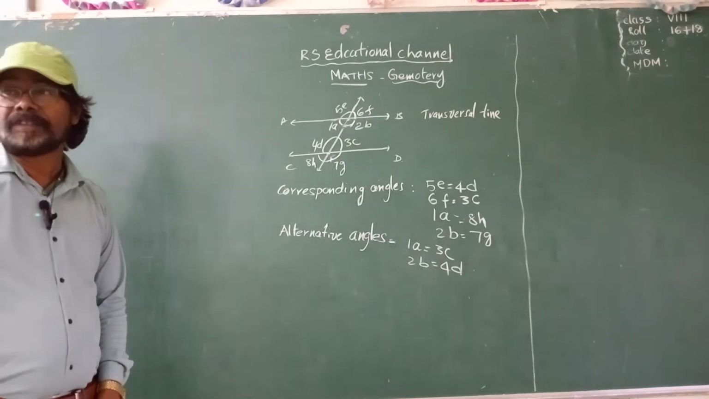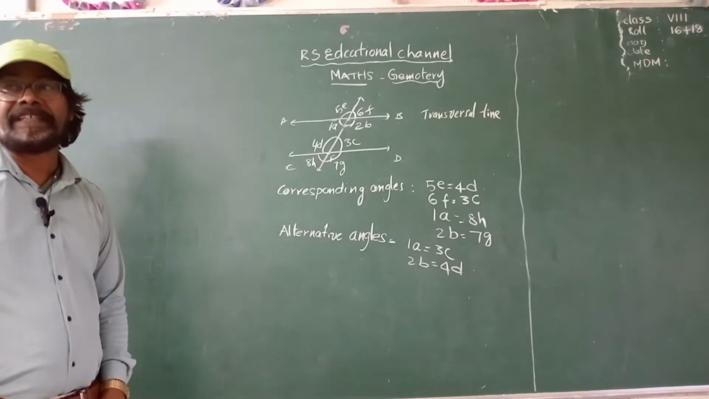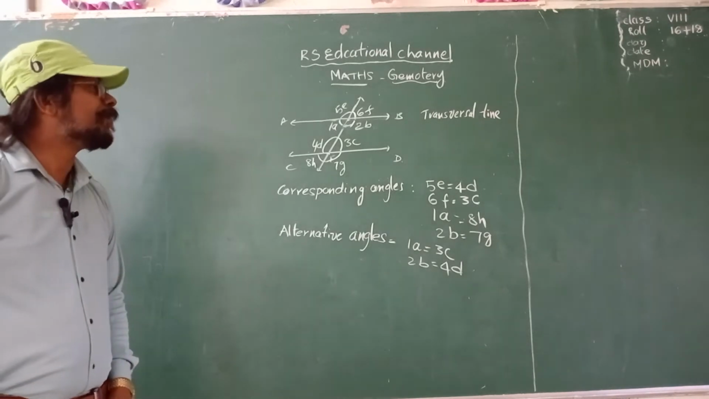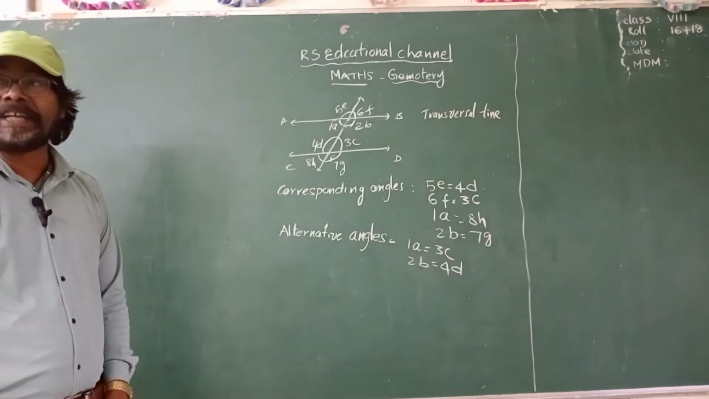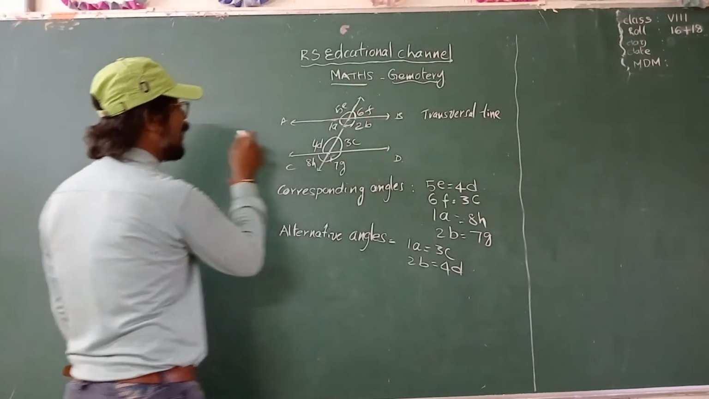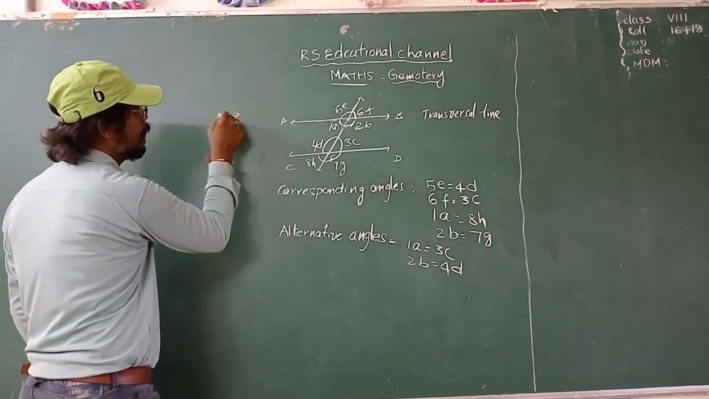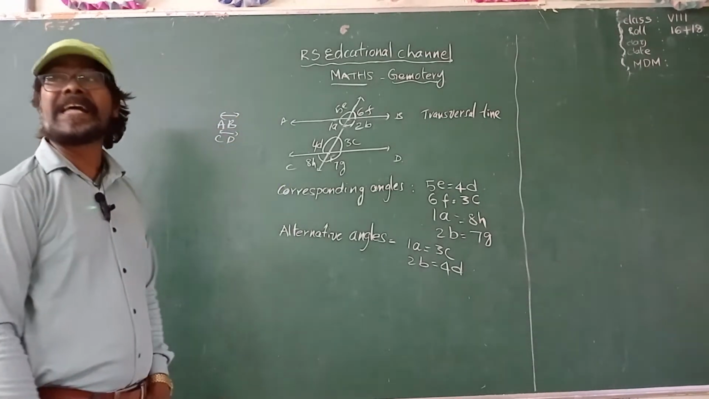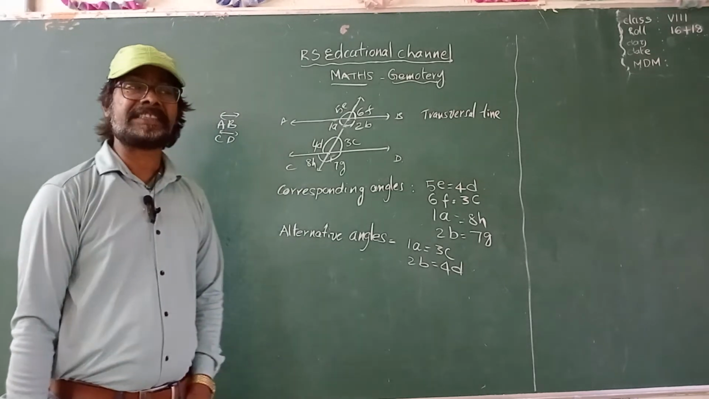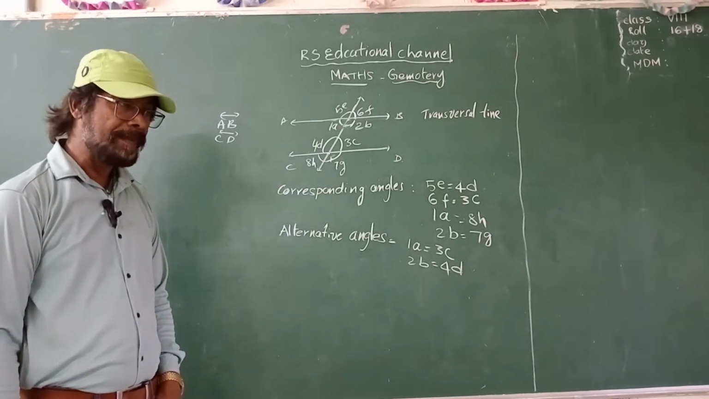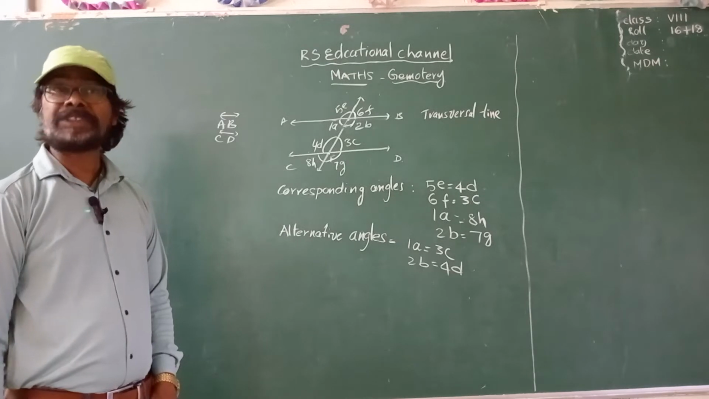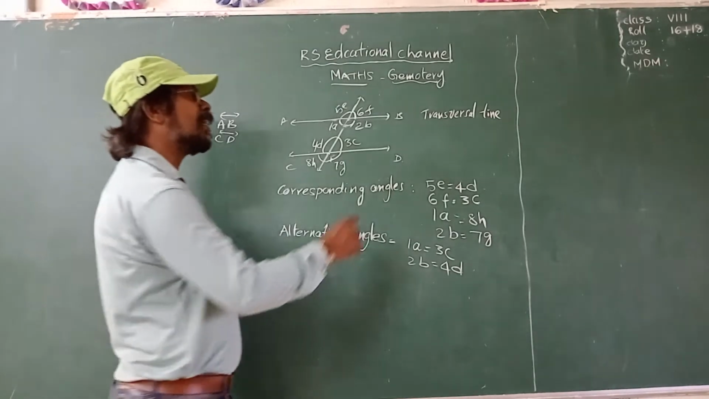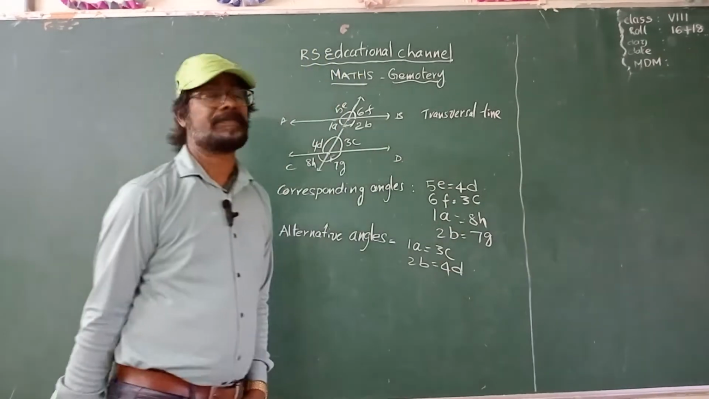Recently we have seen the basics of geometry. Now we have to see some properties of lines. In the figure there are two lines. AB is one line, CD is another line. These two lines are parallel lines. It means the distance between them is always equal. And another line which cuts these two lines is called a transversal line.